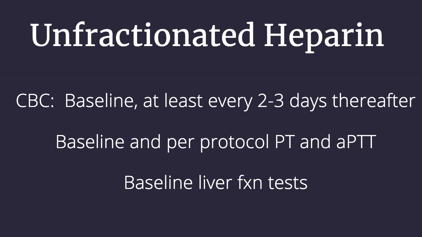The baseline coagulation studies should also be obtained, so that should include a PT and APTT to verify that the patient does not have an underlying coagulopathy. And then the APTT is repeated every 6 hours till therapeutic, and then the frequency is extended based on protocols, as I mentioned before. We should also be getting baseline liver function tests, as heparins can cause elevation of transaminases. However, this is usually not of clinical importance.